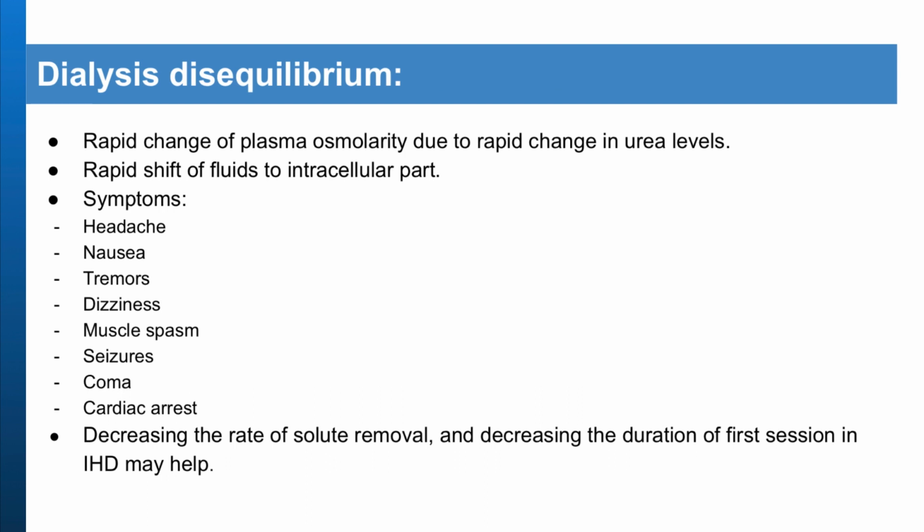Dialysis disequilibrium is one of the most common complications that happens in patients who start dialysis for the first time, and this usually happens due to rapid change of plasma osmolarity due to rapid change in urea levels, and urea is one of the most important components of plasma osmolarity. So with the change of levels of urea, osmolarity usually changes, and this results in a rapid shift of fluids to the intracellular part, and it can present with symptoms of headache, nausea, tremors, dizziness, muscle spasms, seizures, up to coma and cardiac arrest. And we can prevent this by decreasing the rate of solute removal and the duration of the first session of dialysis.